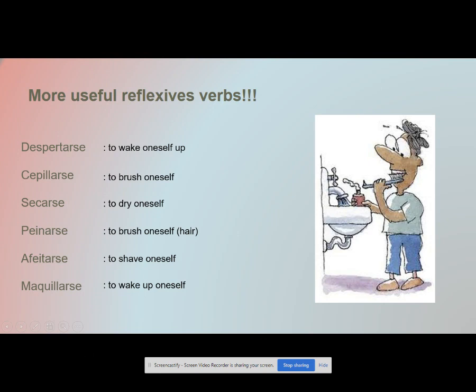All right, and then maquillarse, there's a noun in Español. It's maquillaje. The noun means makeup. And the verb maquillarse is the act of putting on the makeup. So girls, this will be one that you'll probably want to use quite a bit. Yo me maquillo todos los días. Or yo no me maquillo, if you're like me. Yo no me maquillo todos los días. I don't put makeup on every day.